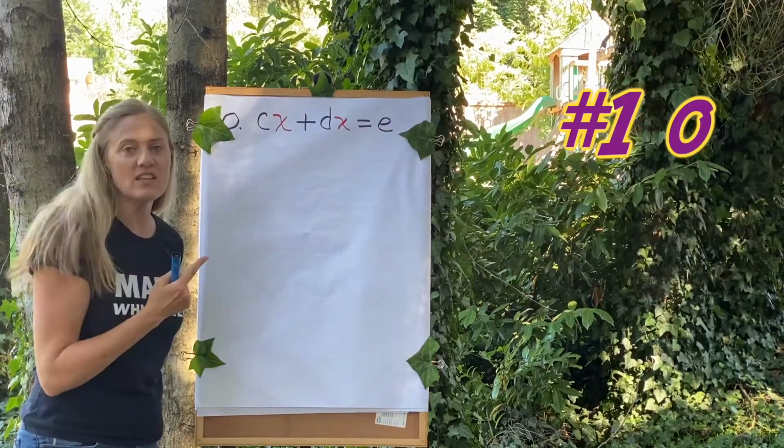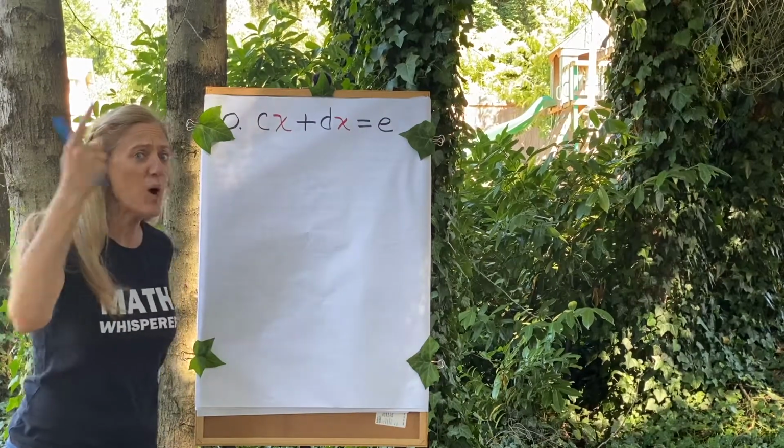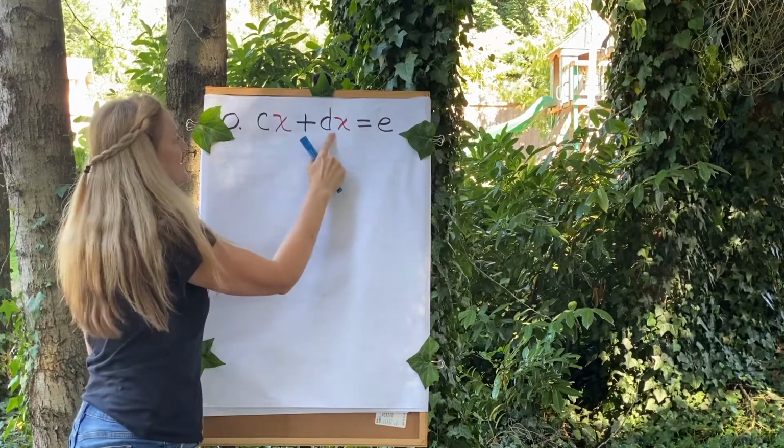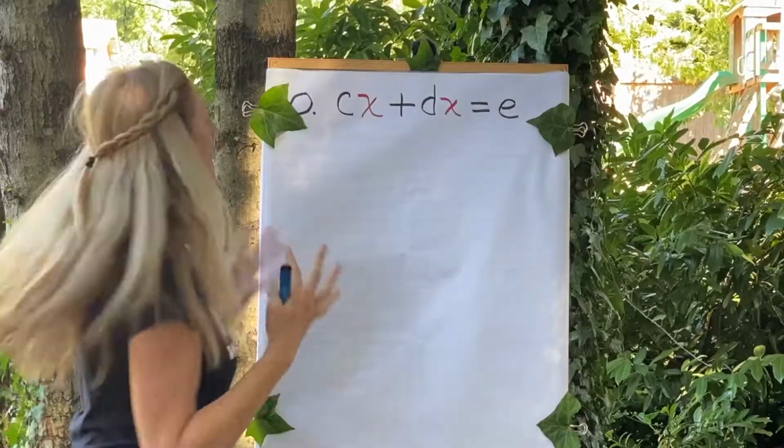All right, look at this one. I have X. It's in 2 places. How do I solve for X? Well, I need to get it to be in one spot. CX plus DX equals E. What? Okay.